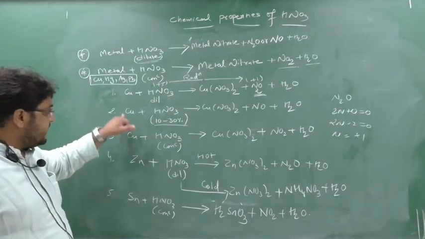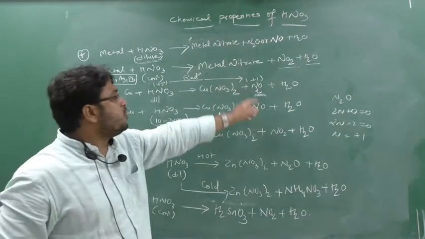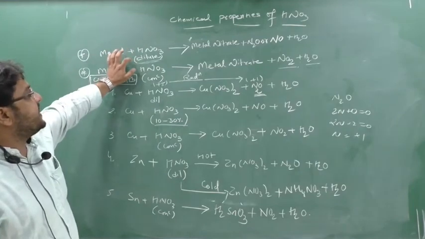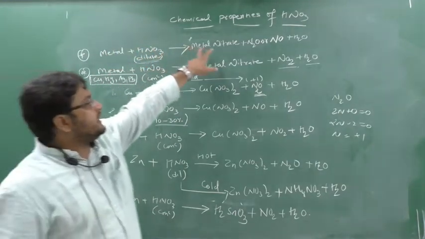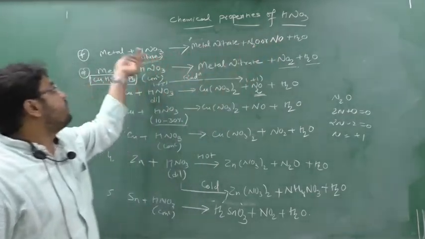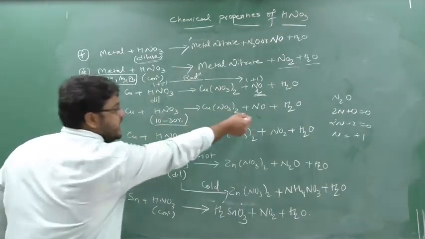So when I take the same copper and the nitric acid which is 10 to 30%, instead of N2O I'll get NO. That's why I told you that metal plus nitric acid, if nitric acid is diluted, it will give metal nitrate, N2O or NO. It depends on how much diluted. So highly diluted gives N2O, less diluted gives NO.